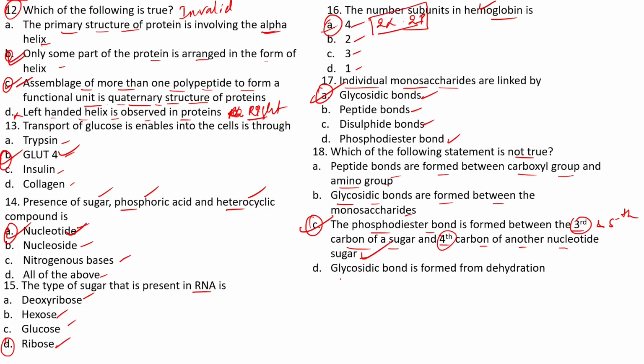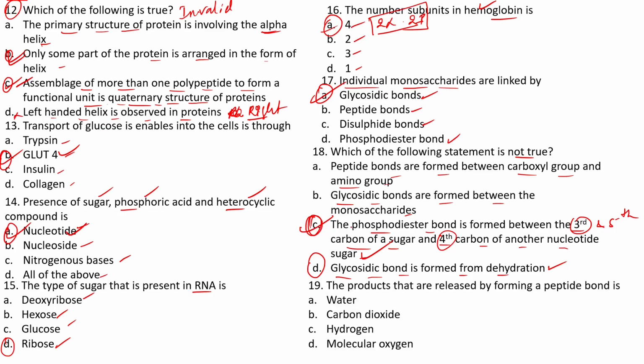The next one we are having is that the glycosidic bond is formed from dehydration. Exactly, the product is that water is released. Hence, we can say that even this statement is true. The right answer over here is the C statement, which is not true.